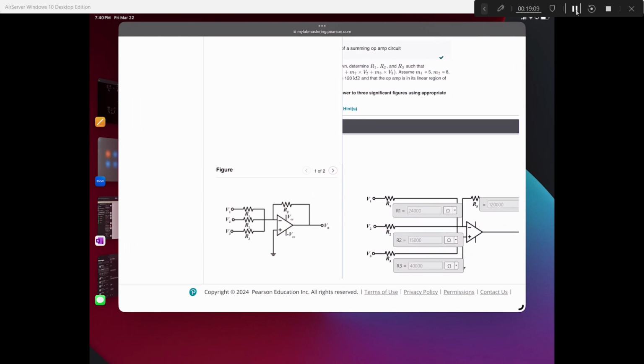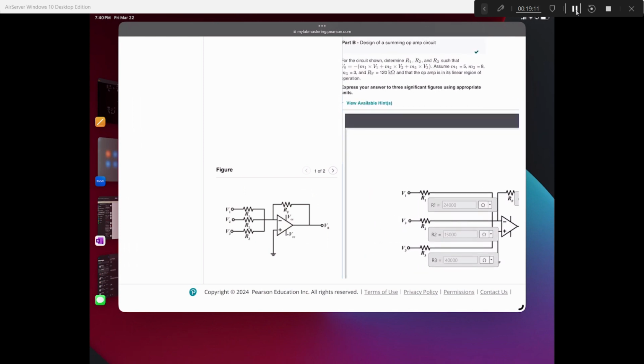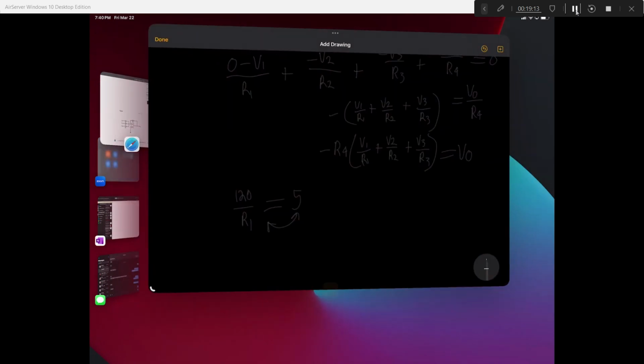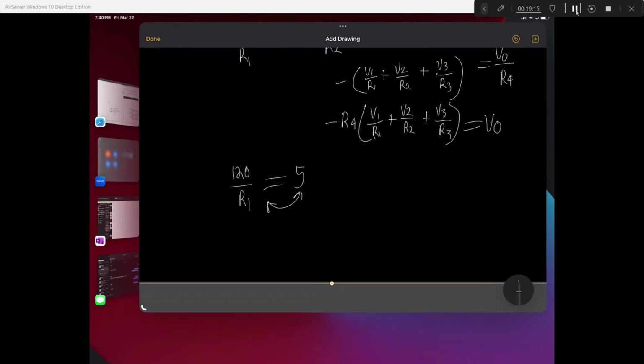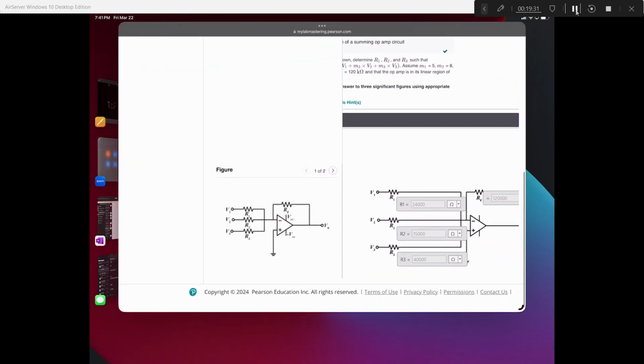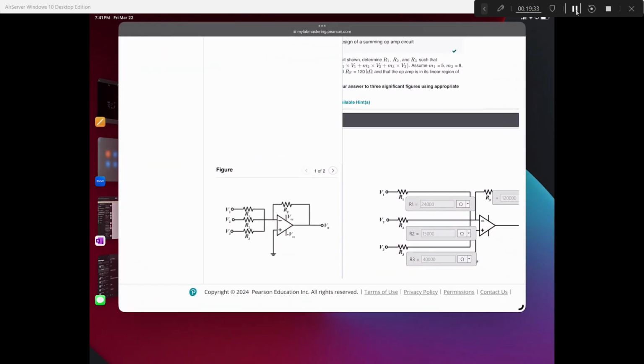For example, we'll do the next one. M2 is M. So if you have M equal to 8, equal to R4, which is RF, over R2, let's say. So 120 divided by 8, that'll give us 15, or 15,000 ohms.